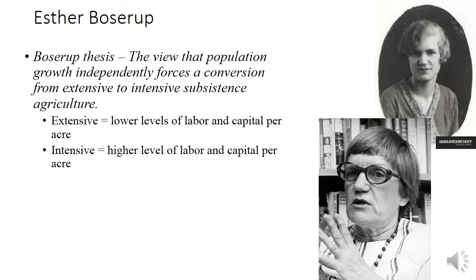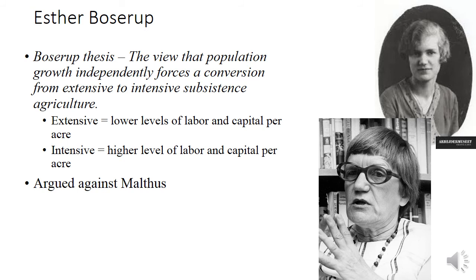If you remember, Esther Boserup took a multidisciplinary approach. Her idea was that population growth would independently force people to convert from extensive to intensive subsistence agriculture, like you see in areas that practice swidden farming. They have to work the land more and more intensively in order to maintain the growing population of the area, till eventually they will have to abandon that form of agriculture and adopt something different for that landscape.